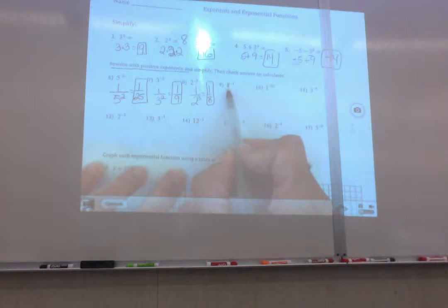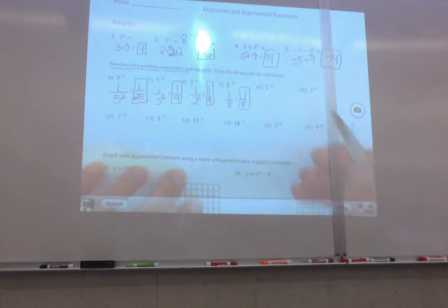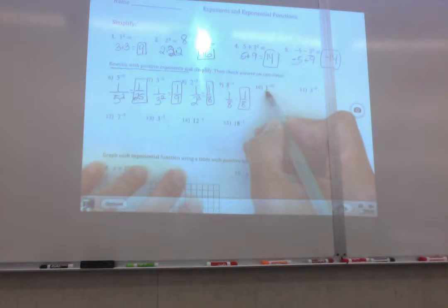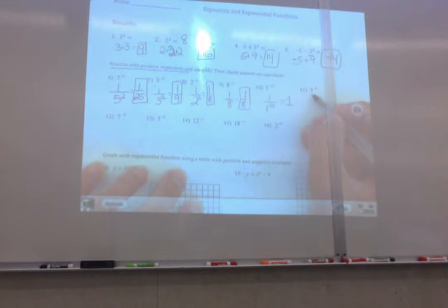Okay, number 9. Andy, how would you rewrite that? I did 1 over 8 to the first power. Good. Thank you. Isabella, how would you rewrite this one? It would just be 1. 1 over 1 to the 10, and that equals 1. No matter how many times you multiply 1 times itself. Okay? And now we have this last one.